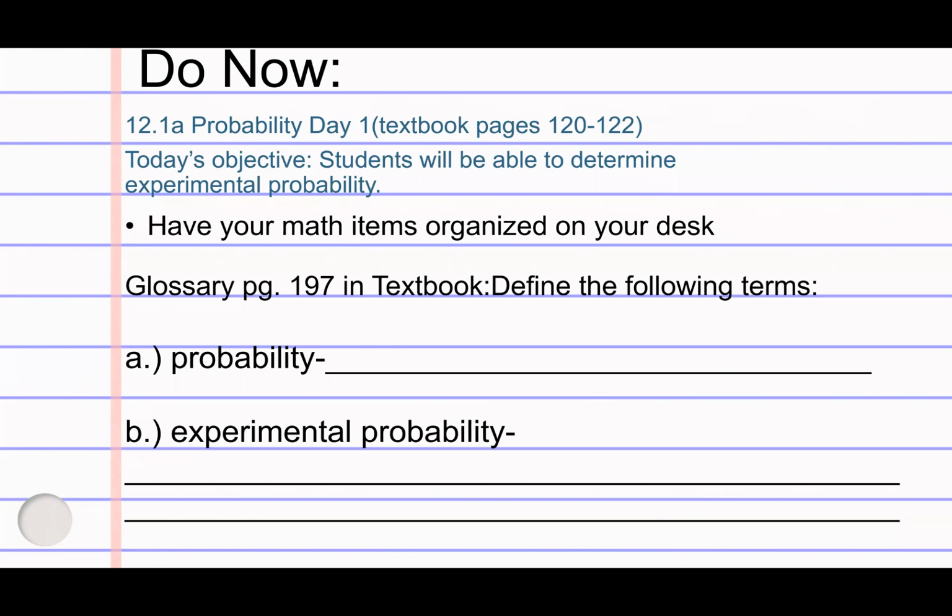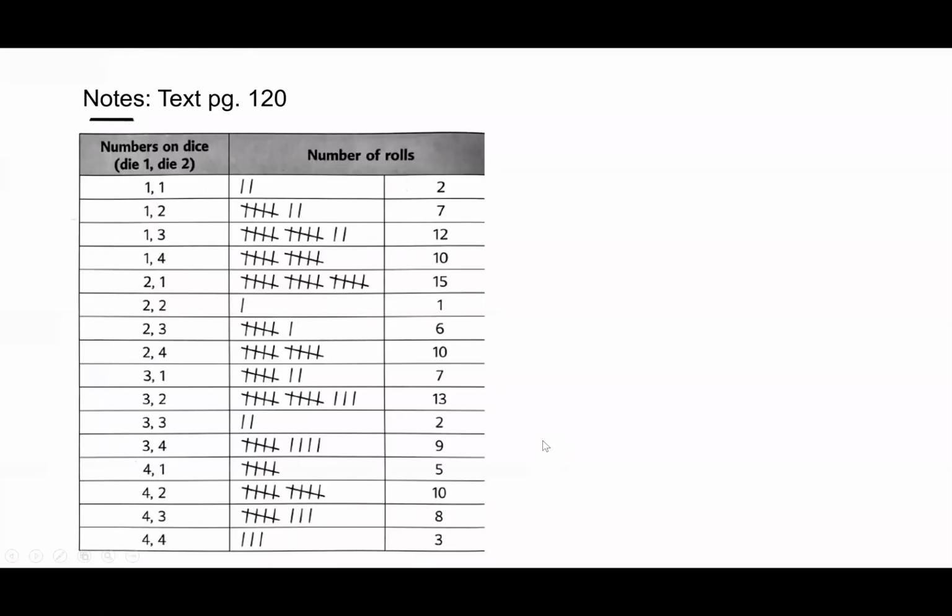All right. Review really quick. What is the definition of probability? Gauge? Good. The chance or likelihood of an event happening. And how about experimental probability? The probability found through an experiment of an event happening. Nice job.